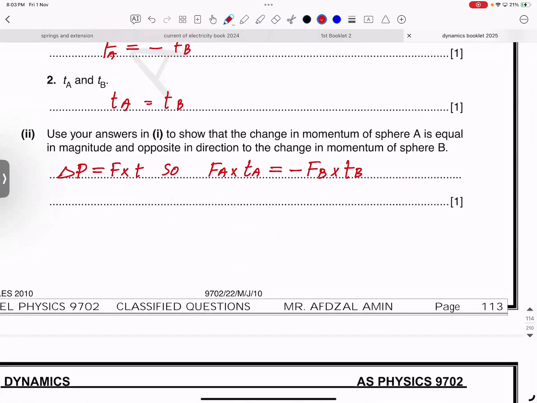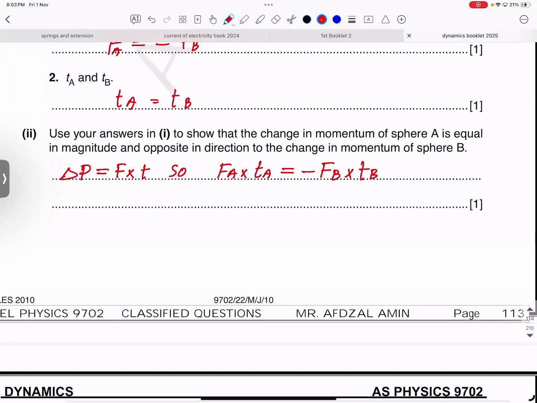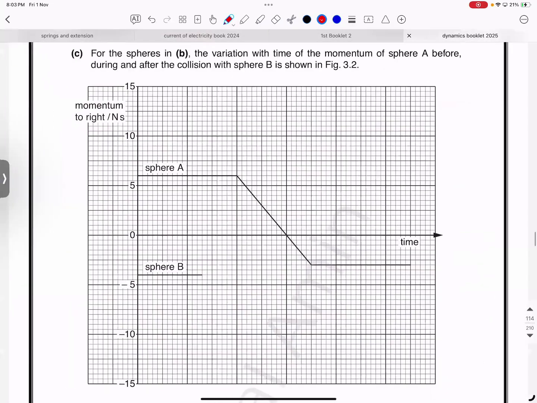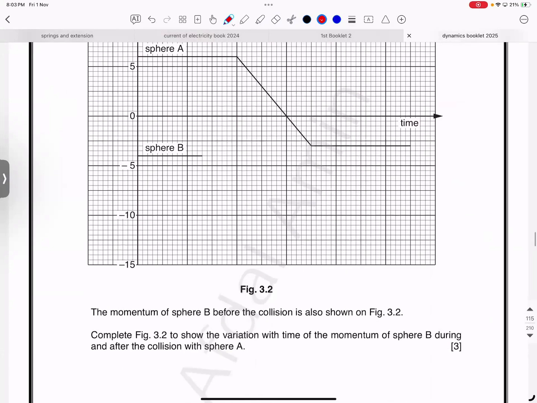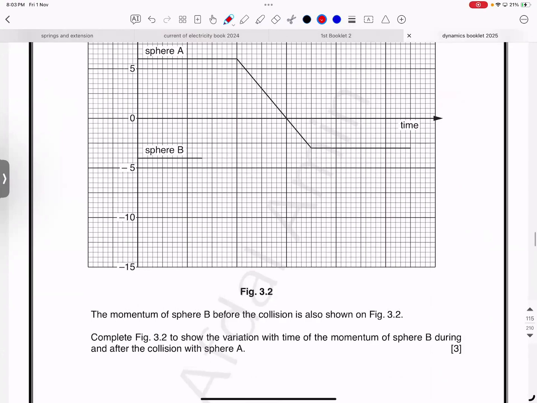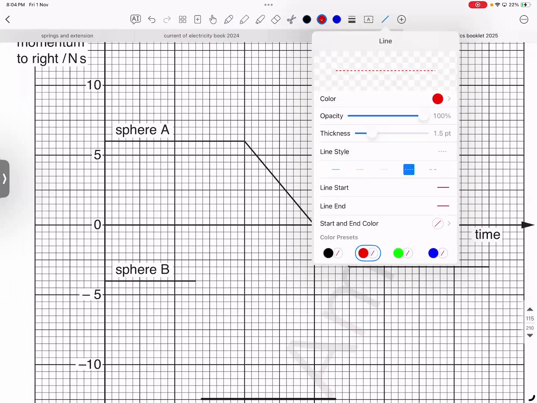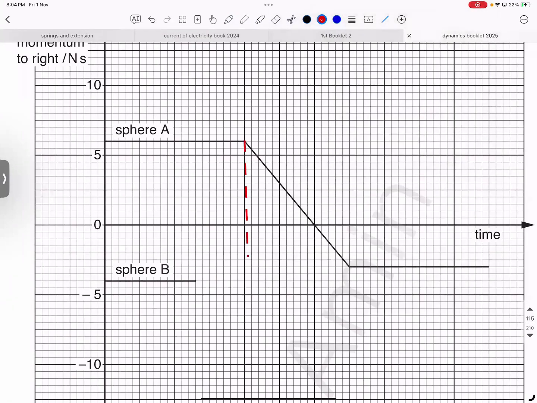So I told you to solve, it was a test question. I didn't solve it. Dear students, what problem happened? Students like even you were not able to solve that. They ask you for the spheres A and B, the variation of momentum with time is shown in the graph. This one is for A, and for B, half of the graph is shown. So momentum of spheres before collision is shown. Complete the graph. First of all, I told you a while ago, the collision time is same. You can take a pencil. So collision time is same for both of them.